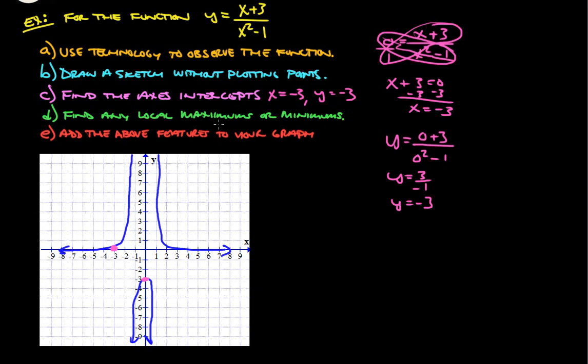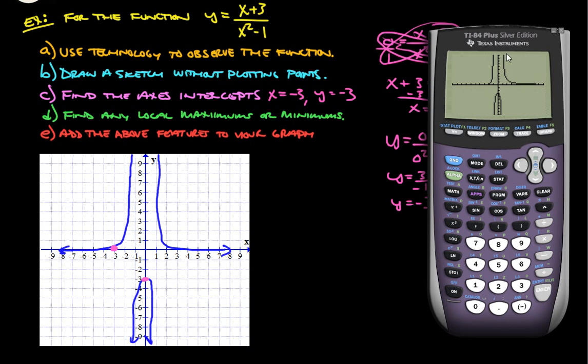Okay, find any local maximums or minimums. So this is the tricky part. Well, it can be. This maximum here, no big deal. We can find that one pretty easy. So that one's the easy one. Let's figure that out first. So let's do second calculate and we'll do the maximum. Okay, so we'll go to the left of the maximum, push enter, go to the right of the maximum, push enter, and it's going to give our maximum at negative 0.17 and 2.91.